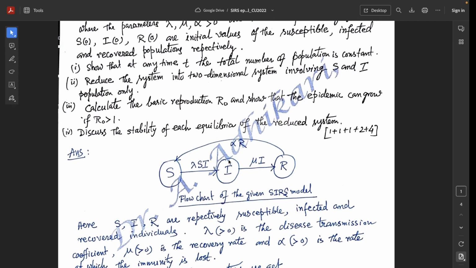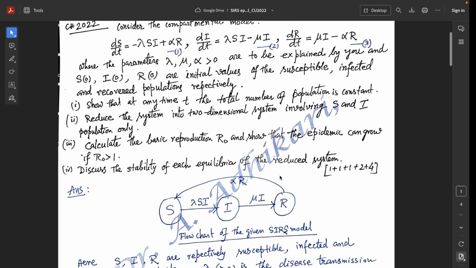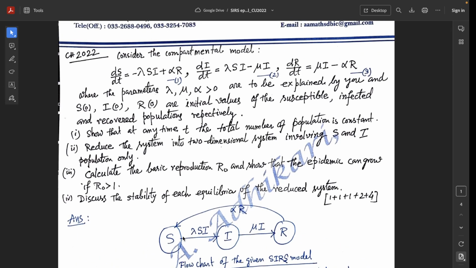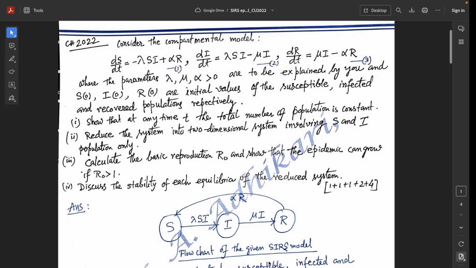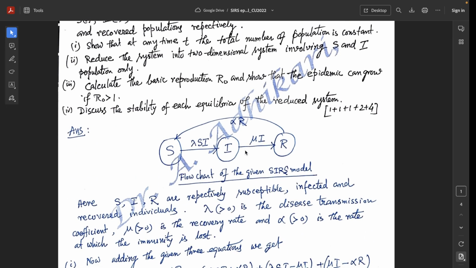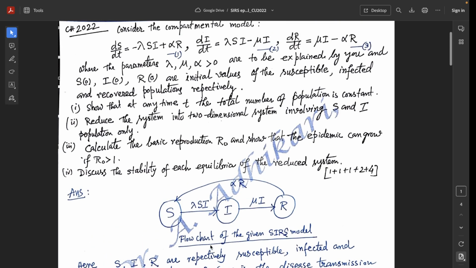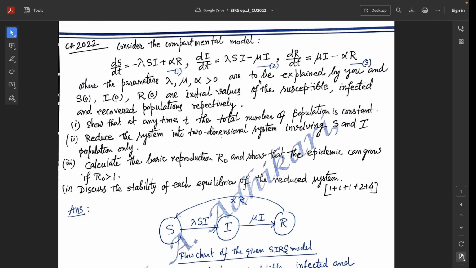And mu is the recovery rate from infected to R. So dI/dt equal to plus lambda SI, which is the input to this, and the output is mu I, the recovery rate from the infected. So this is the minus mu I. And alpha is the rate at which the immunity is lost. So dR/dt equal to plus mu I, and the output is alpha R, so minus alpha R.